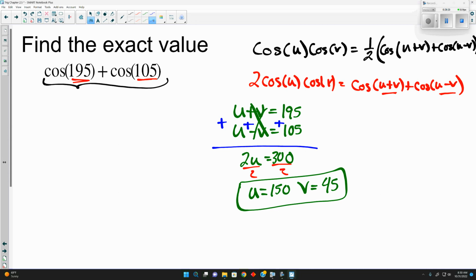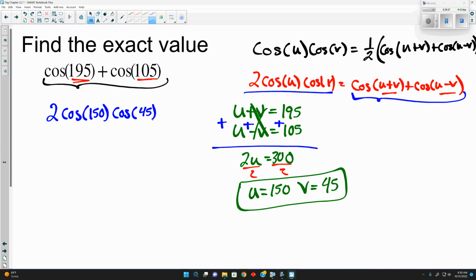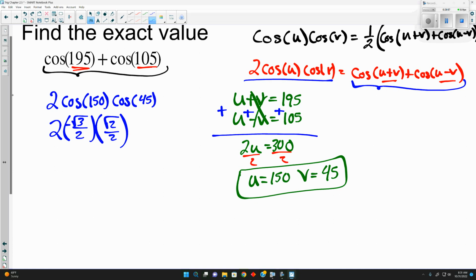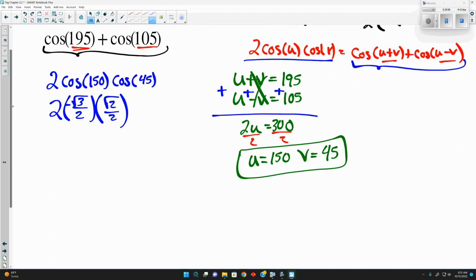Any questions on this here? So we do have what this is now with U and V, and it's equal to cosine of 150 times cosine of 45. Luckily enough, cosine of 150 degrees is on the unit circle. It is negative square root 3 over 2. And cosine of 45 is also on the unit circle. It is square root 2 over 2. So at this point here, we just have to multiply these together.